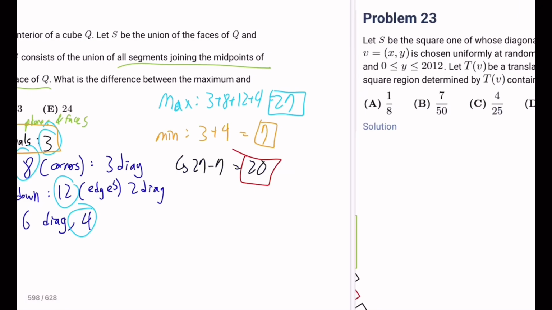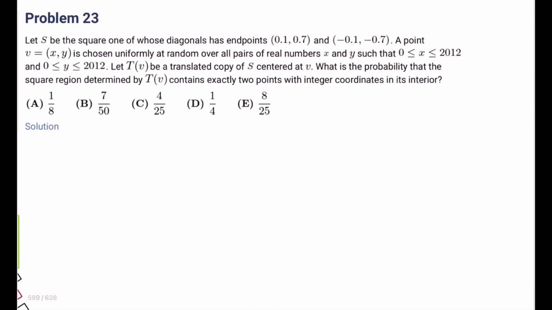Number 23. Let S be the square, one of whose diagonals has endpoints (0.1, 0.7) and (-0.1, -0.7). A point V = (x, y) is chosen uniformly at random over all pairs of real numbers x and y such that x is between 0 and 2012, and y is between 0 and 2012. Let T(V) be a translated copy of S centered at V. What is the probability that the square region determined by T(V) contains exactly 2 points with integer coordinates in its interior?